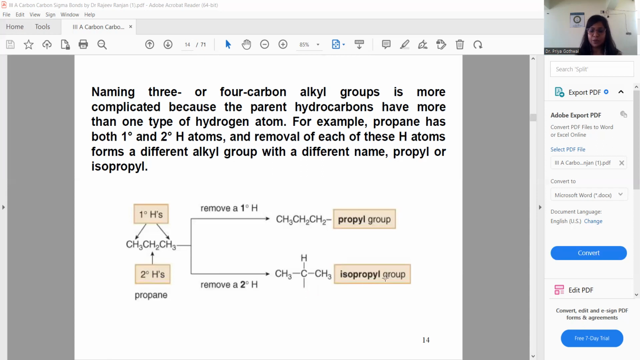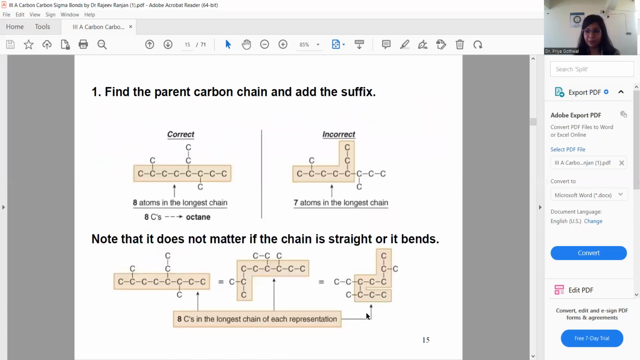We get an isopropyl group, a middle carbon atom free from its hydrogen valency. Next, we can see other examples of this kind of category, where we name other compounds. First, find the parent carbon chain and add the suffix. Likewise, first of all, two possibilities are generated at the time of the IUPAC nomenclature system.